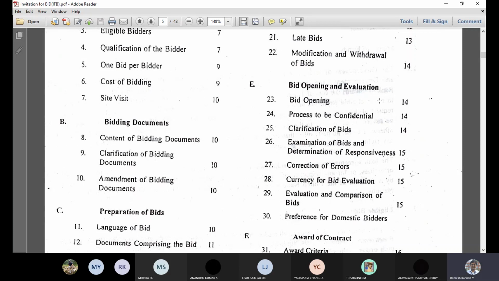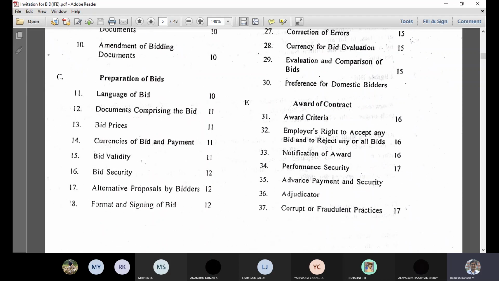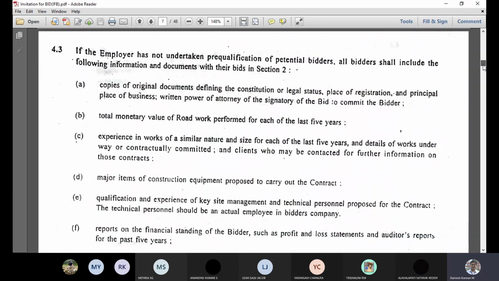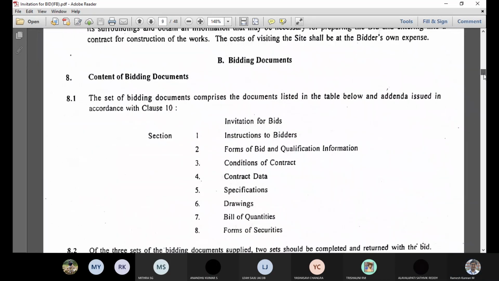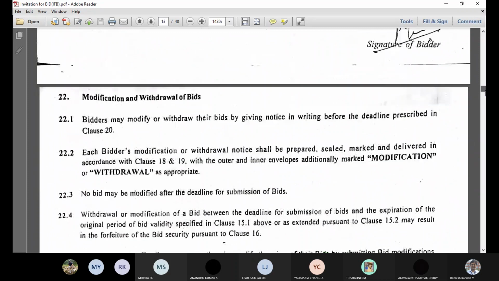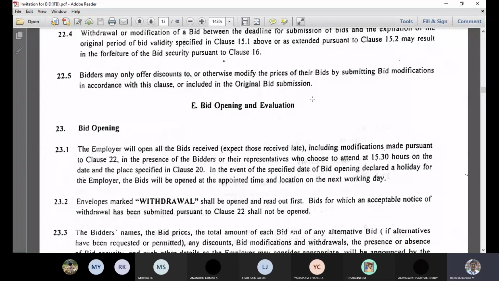Right. So in this lecture, we'll be focusing on the bid opening and evaluation, which is considered to be one of the important key features in contracting. Right. So let's take a look at that. And also we take a look at the award of contract. Right. So we have to go to section E. Let me scroll down to section E. Yeah. This is bid opening and evaluation.